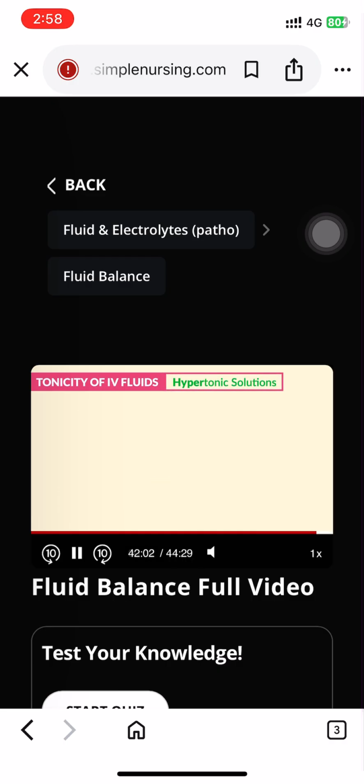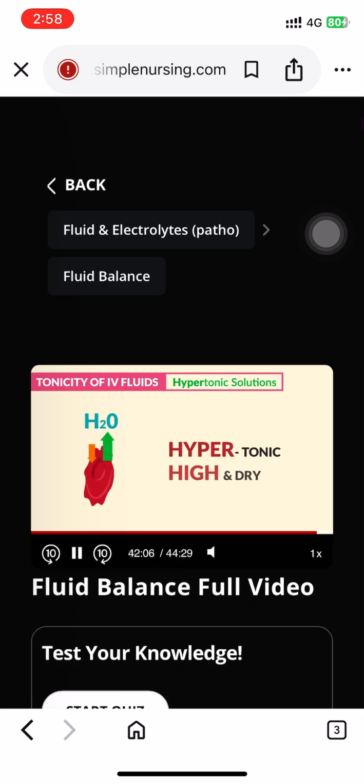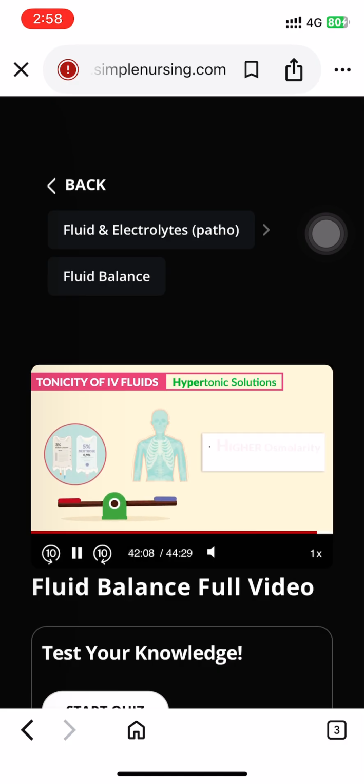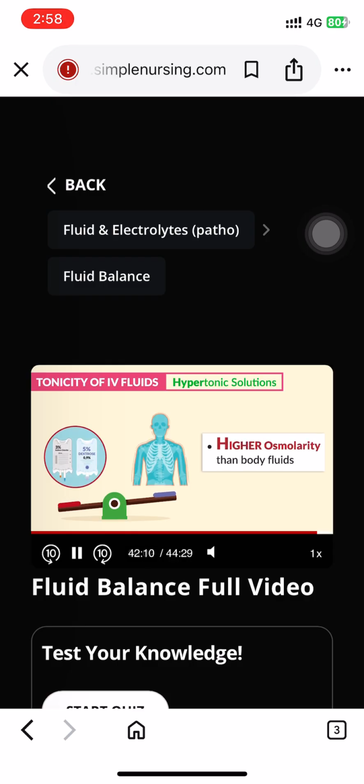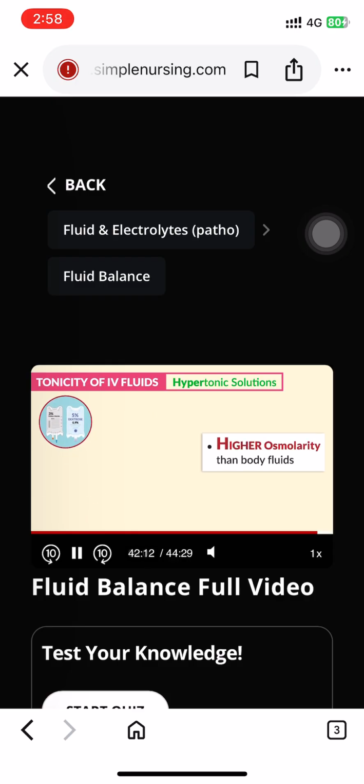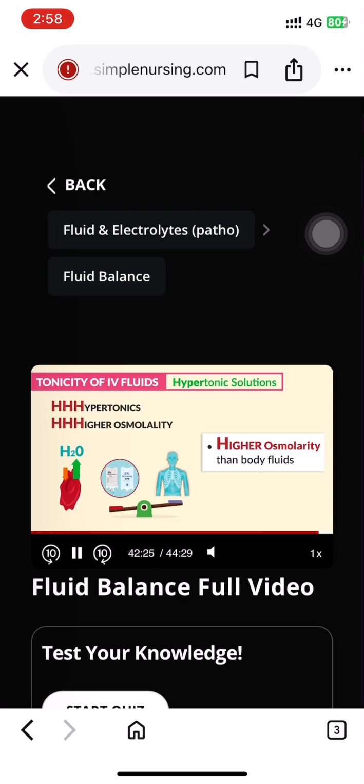Okay, lastly is hypertonic solutions. We have hypertonic, think high and dry. These solutions have a higher osmolality than body fluids. So it's very thick and salty solutions with loads of solutes, having more solutes and less water. So just look at the H here in hypertonic solutions for higher osmolality.